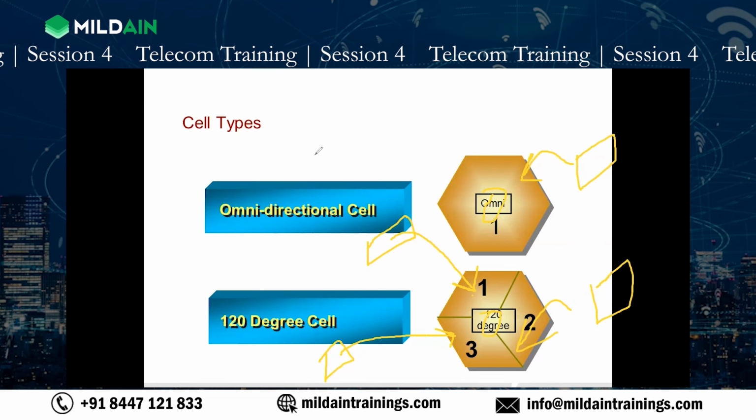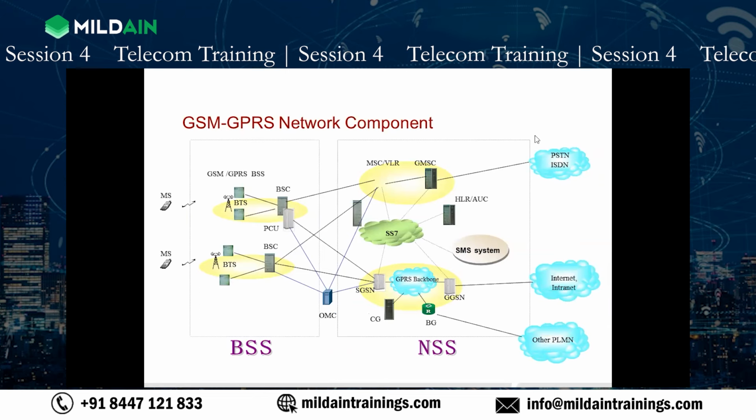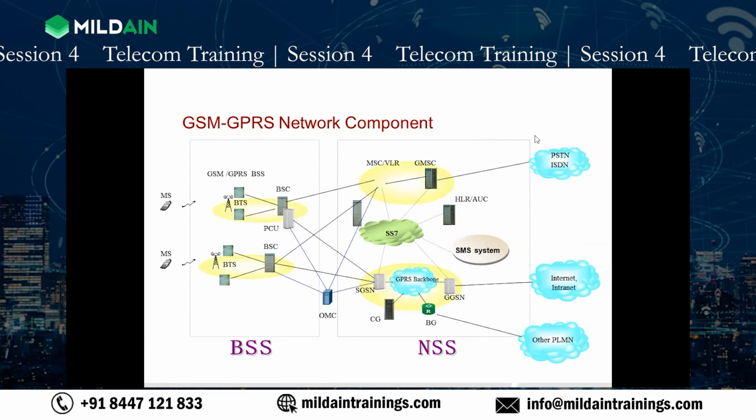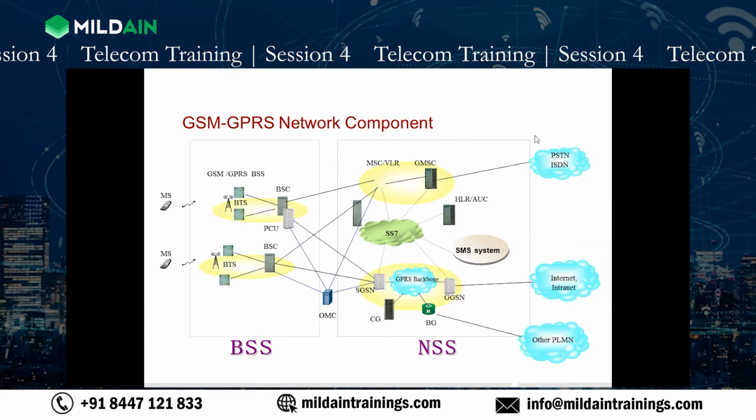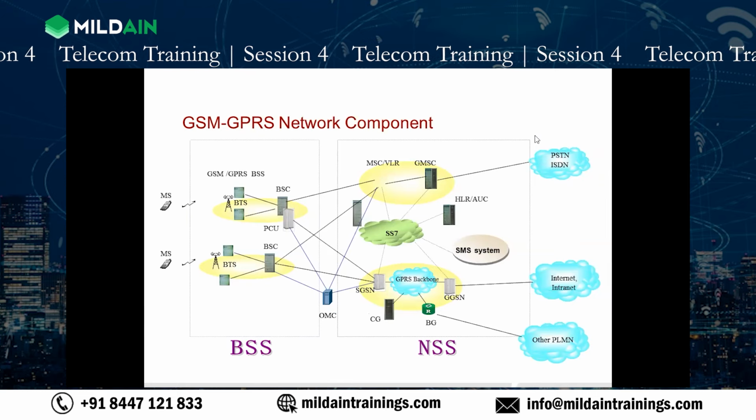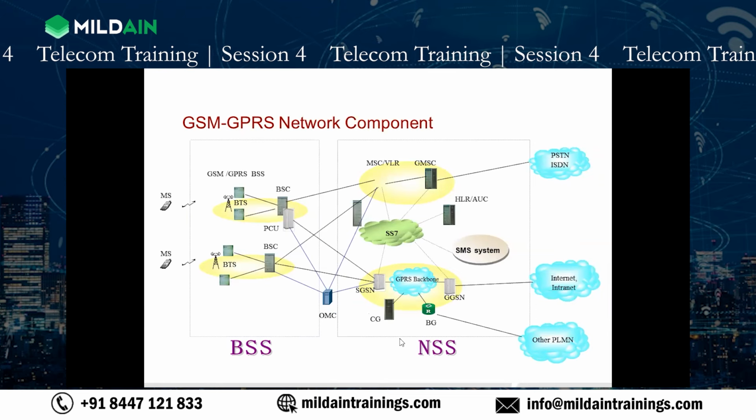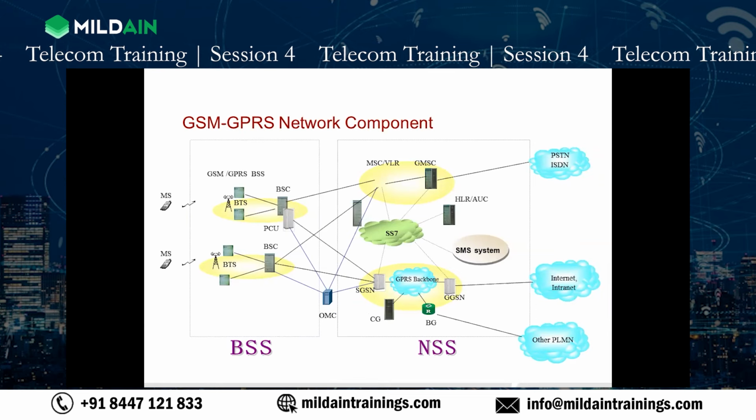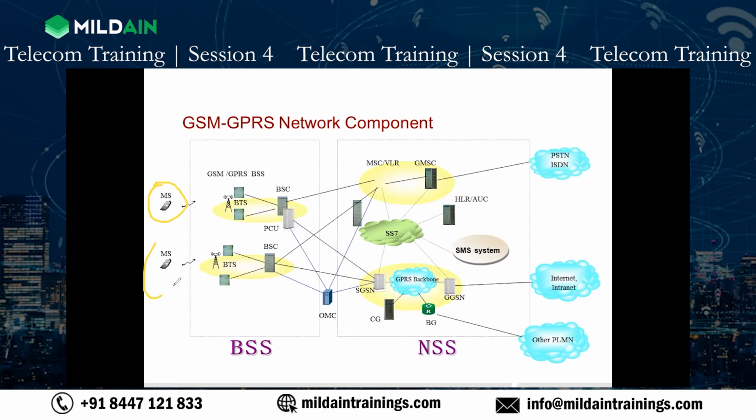So 2 options are there. Right now we are discussing only 2G. 2G means a 2G network, which was for voice only. That voice network was enabled to carry data as well. So GPRS was invented as a protocol that, along with voice, was able to carry data. In a mobile network, this is the mobile station, MS.